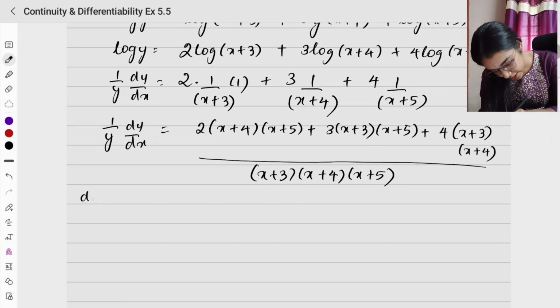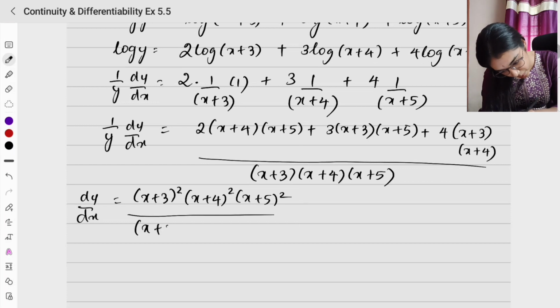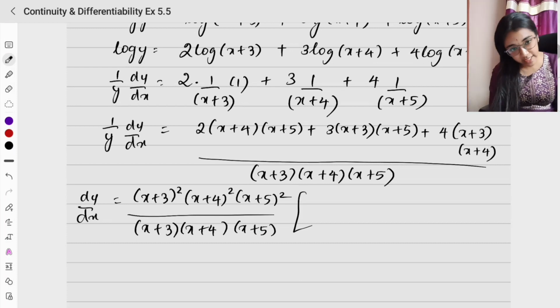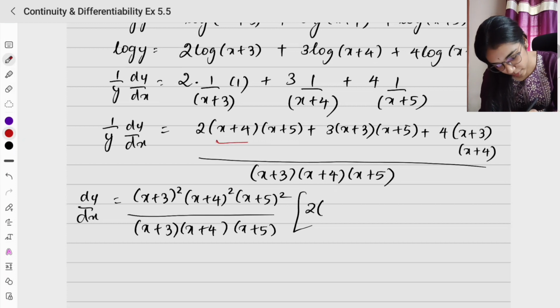I'll have dy by dx equals y times, which is going to be (x+3) the whole square, (x+4) the whole square, (x+5) the whole square, divided by (x+3) into (x+4) into (x+5), times whatever is inside the bracket, I'm going to multiply. So first, 2 times (x+4) into (x+5). I'm going to multiply these two terms. So what is (x+4) into (x+5)?